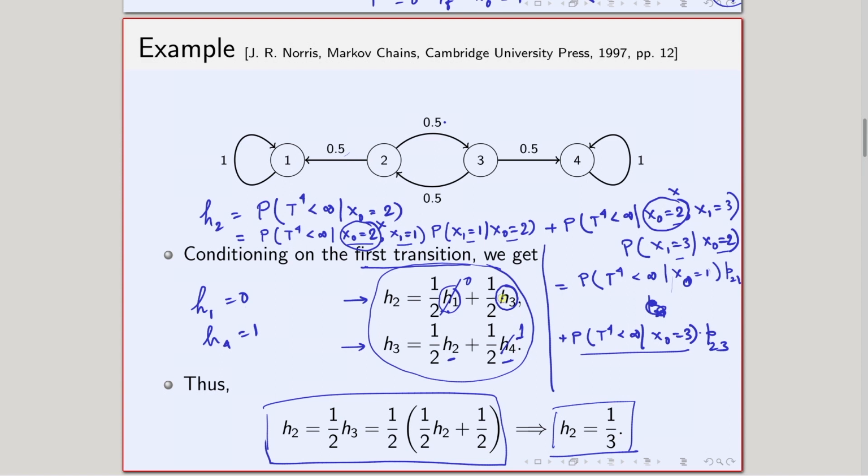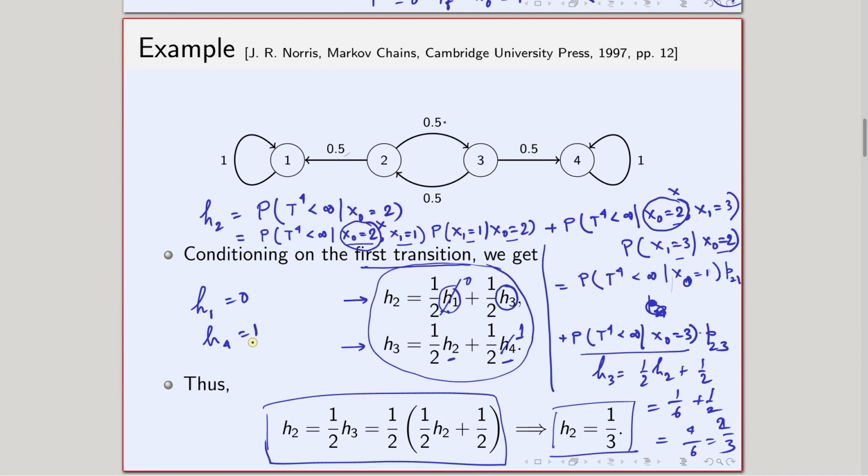We can also find out what is the probability of H3 in this case. That is not at all difficult, because H3 is basically nothing but half H2 plus half. So it is 1 by 6 plus half. So that basically means 3 plus 4, 4 by 6, which is 2 by 3. Okay, which is 2 by 3 in this case. So H3 is 2 by 3, H2 is 1 by 3, and H1 is 0, H4 is 1.